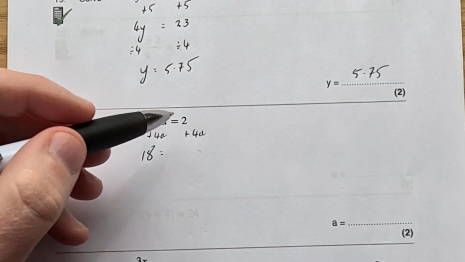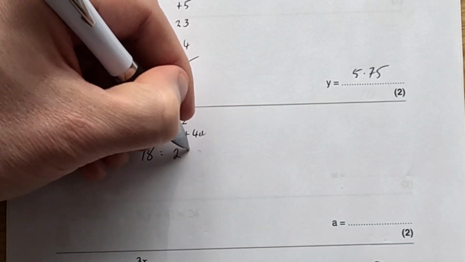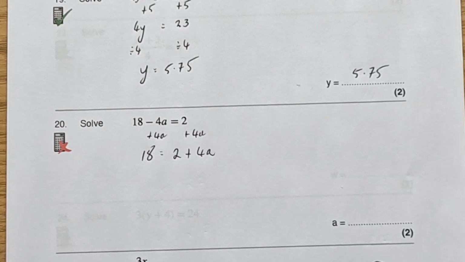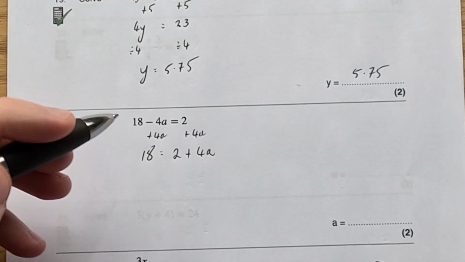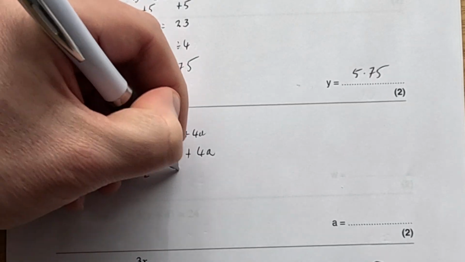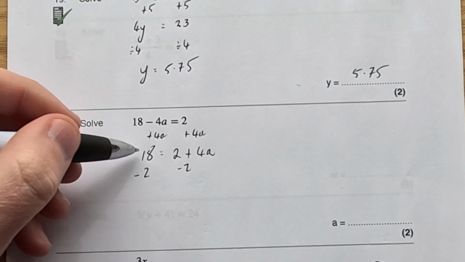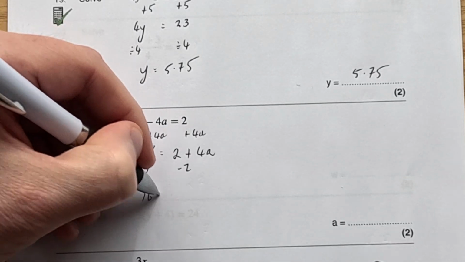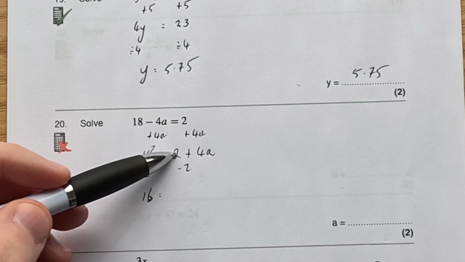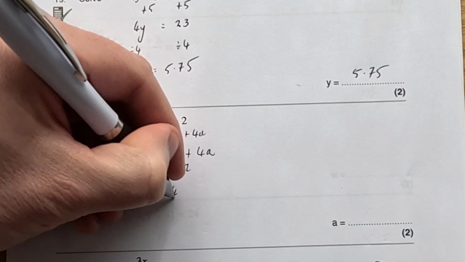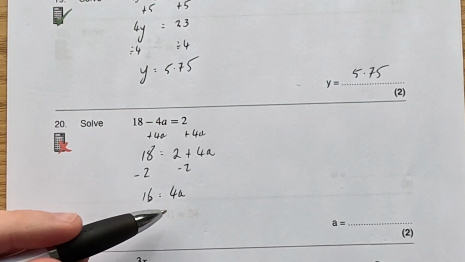On the right hand side of the equation we've got 2 plus 4a. Now we want to find out what a is, we want to get rid of this 2. So let's take away 2 from both sides of this equation. So let's take away 2 from the left hand side and take away 2 from the right hand side. 18 take away 2 is equal to 16. And on the right hand side of the equation we had 2 plus 4a. We're taking away 2 to get rid of this 2, so we'd just be left with 4a. So we've now got that 16 equals 4 times a.